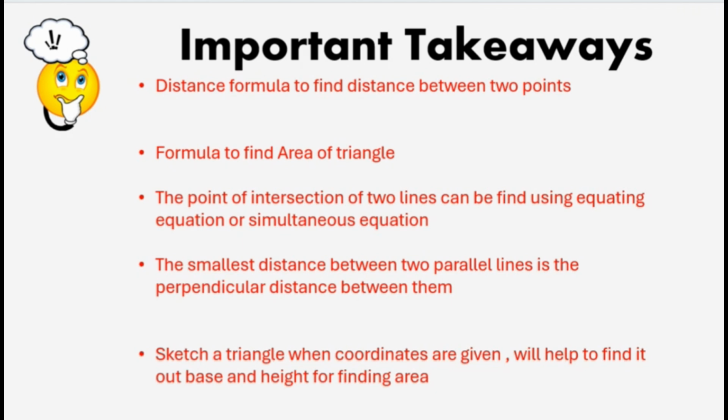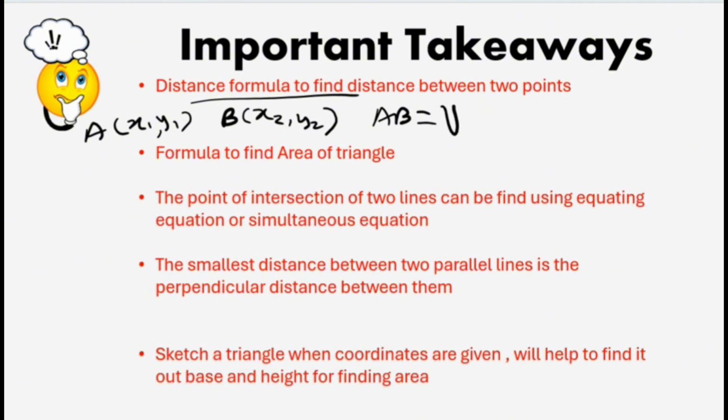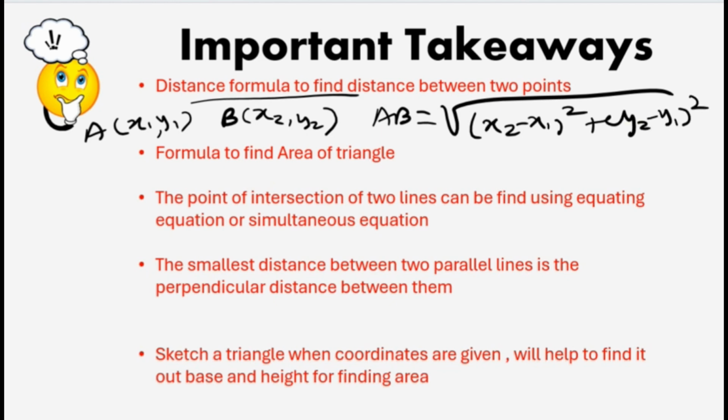Let's move to important takeaway for this topic. First, we should know the distance formula between 2 points. So suppose point A coordinate x1 and y1 is there. Point B coordinate x2, y2. If you want to find the distance between A and B, you have to use this formula: x2 minus x1 squared plus y2 minus y1 squared and whole square root. That will give you the distance between these two coordinates. To find the area of triangle, the formula is half times base times height.